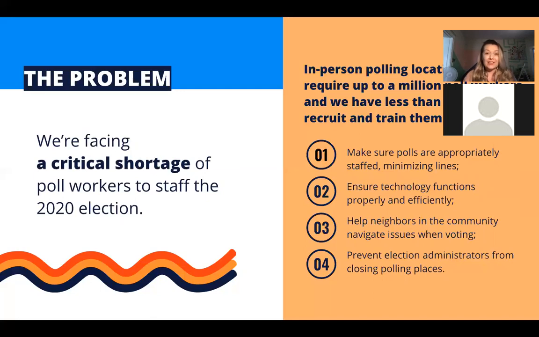polls are appropriately staffed so that we can minimize those long lines, so they can ensure that all the technology functions properly and efficiently. We know that some places are getting new technology that will be used for the first time. So we need people who are trained in it and can help make sure that it works. These folks are going to help our neighbors within communities across the country navigate issues when they're voting and prevent election administrators from closing polling places. This is our task. This is the problem that we're facing.